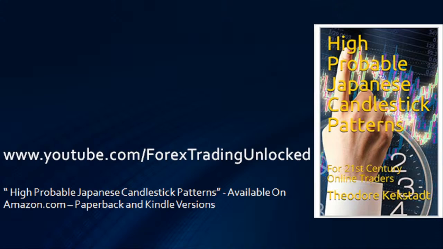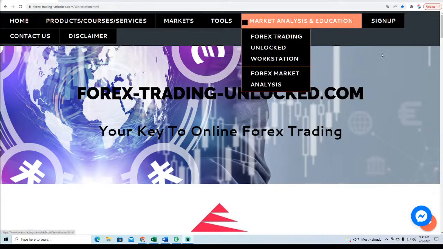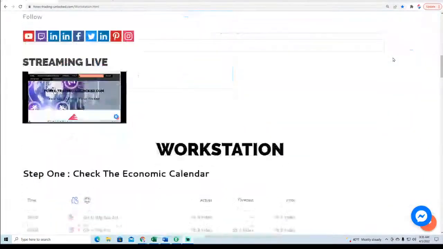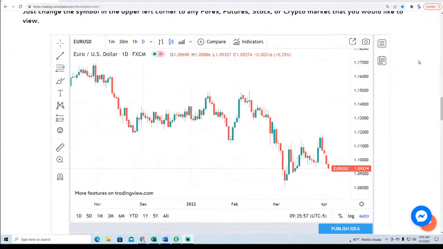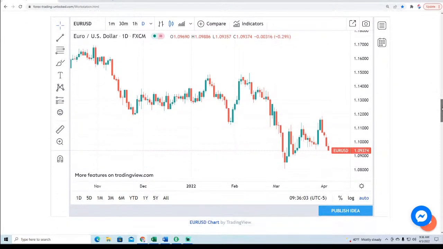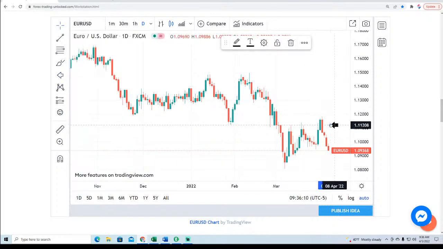All right, without any further ado, we have the forex-trading-unlock.com website pulled up here. And we already hit the workstation button on our tab navigation tab bar, and we're going to skip past the numbers on this page here and check out what's going on with the Euro US dollar. So the Euro US dollar, which we happen to be short right now, we had a bearish engulfing line sell signal that had occurred right here.